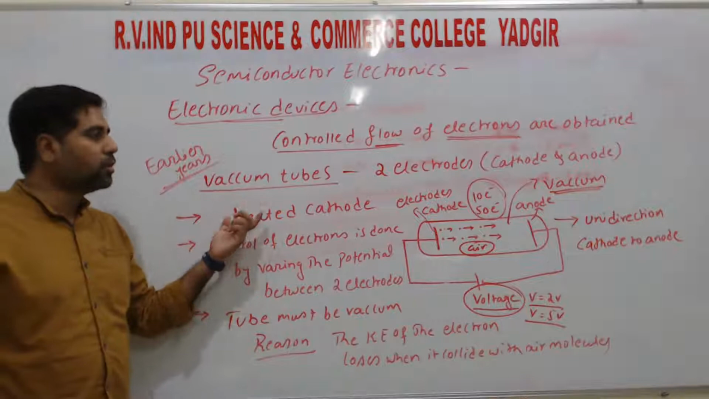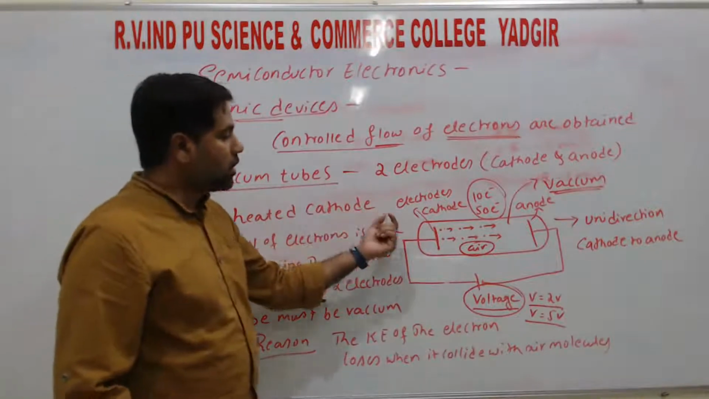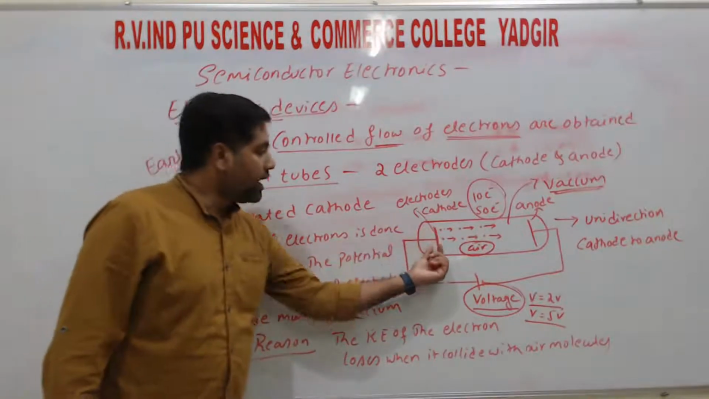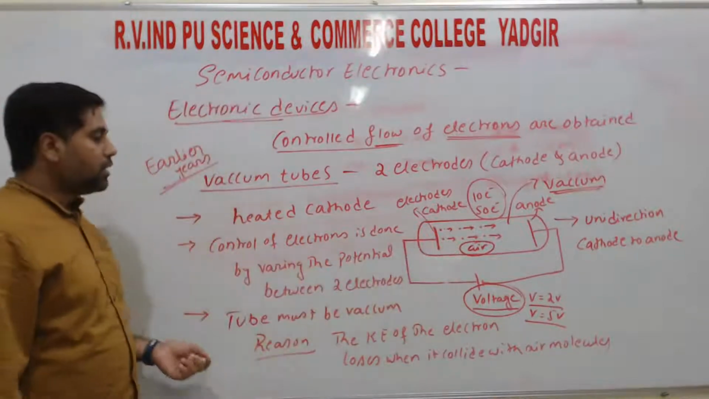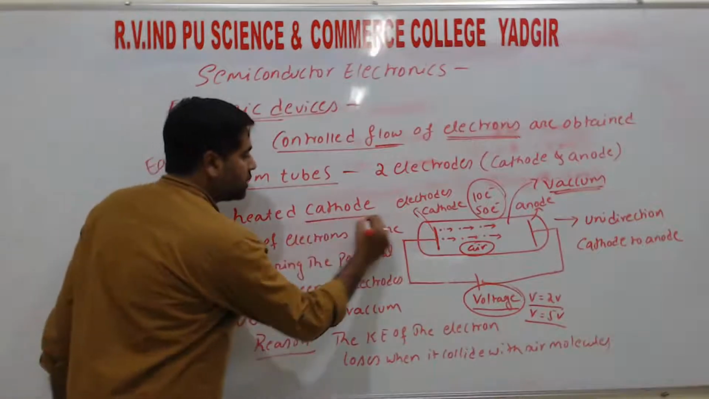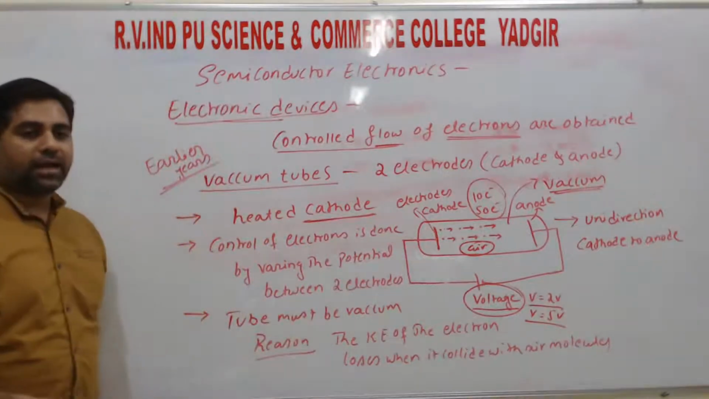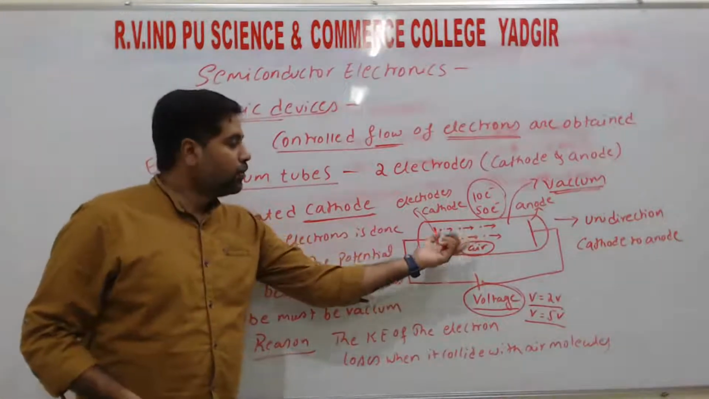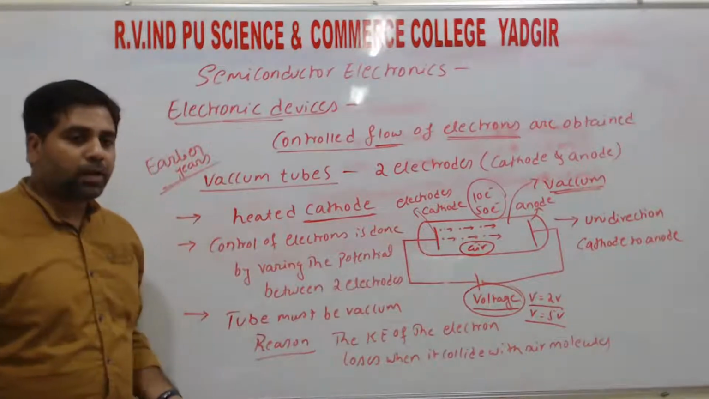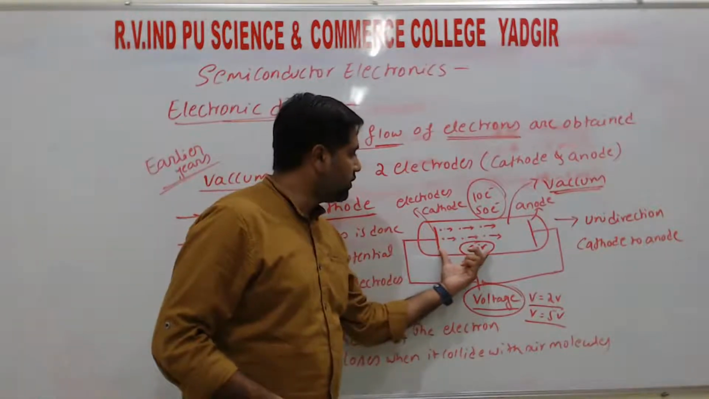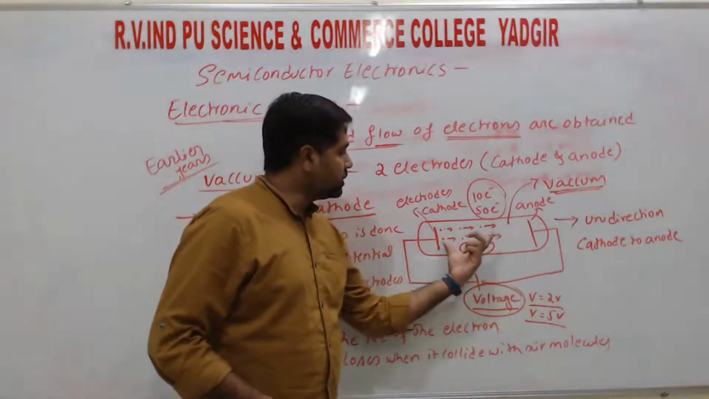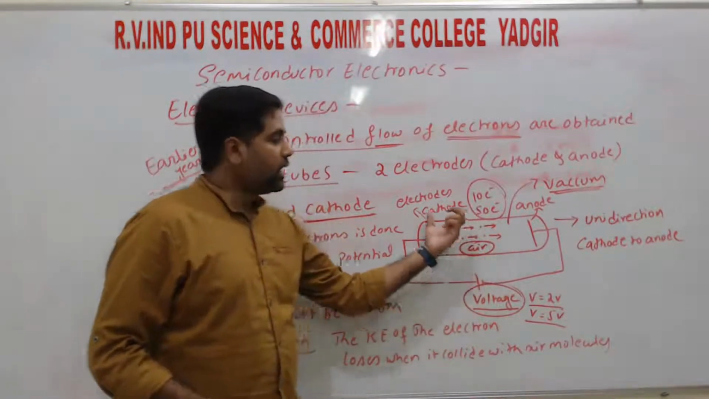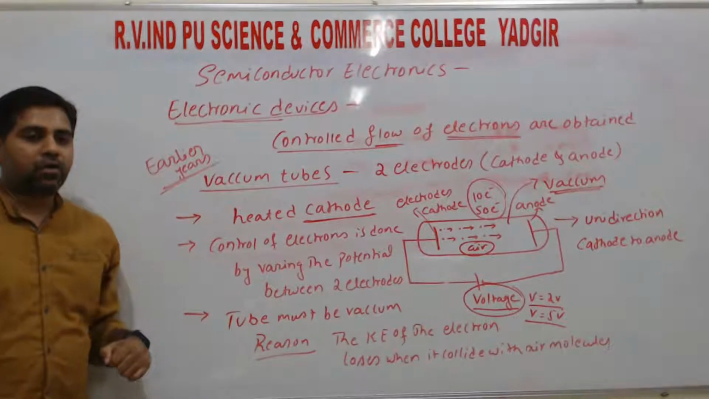So what are vacuum tubes? Vacuum tubes are those in which the controlled flow of the electrons takes place, right? When the cathode gets heated, then electrons get emitted, right? The controlled flow of the electrons is obtained by varying the potential difference between the cathode and the anode. That means if we vary the potential between the two electrodes, then we get the controlled flow of electrons, right?